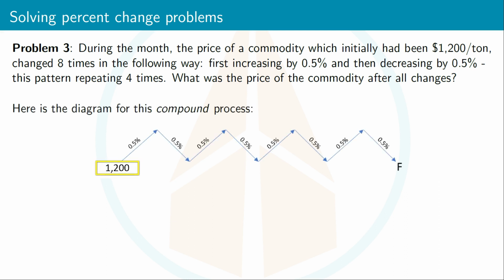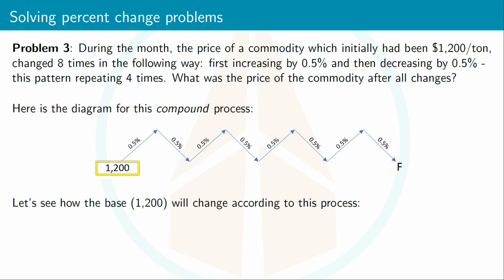Let's consider the diagram for this compound process. We call this process compound because the word compound means consisting of several elements. In this case, we have several increases and decreases. We start with $1,200. This amount is increased by 0.5%, and then the resulting forward value will become the base, which will be decreased by 0.5%, and so it will go until we reach the final forward value F. Let's check out mathematically what happens with $1,200. We start with this base. This base is increased by 0.5%, then it will be decreased by 0.5%, and so it will go for 8 iterations.